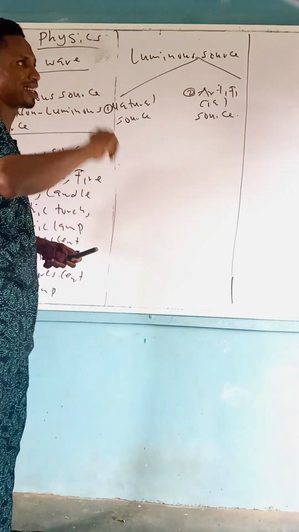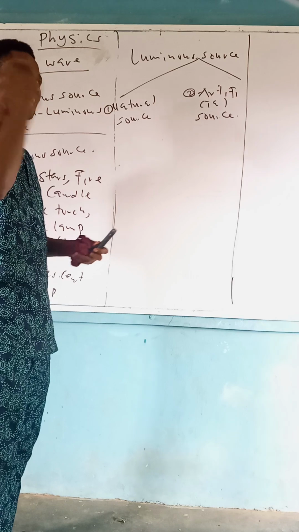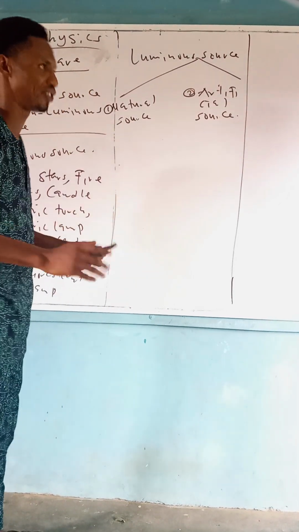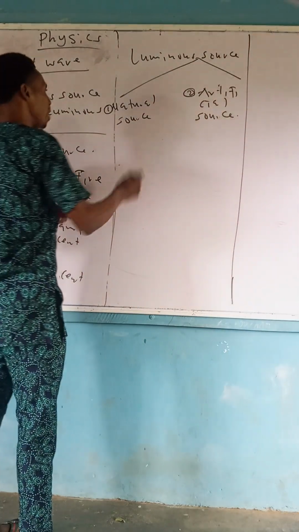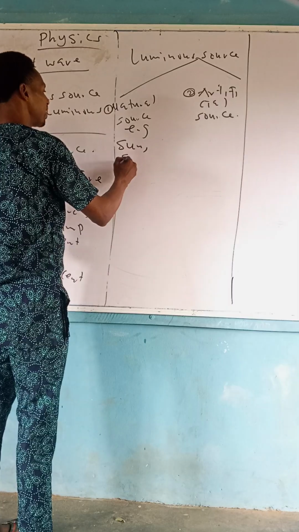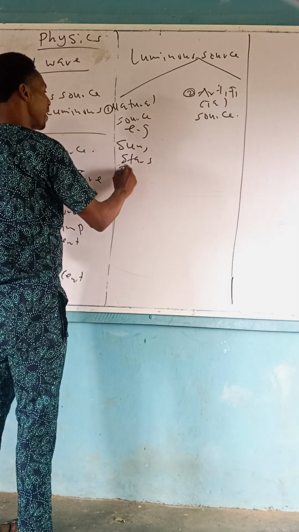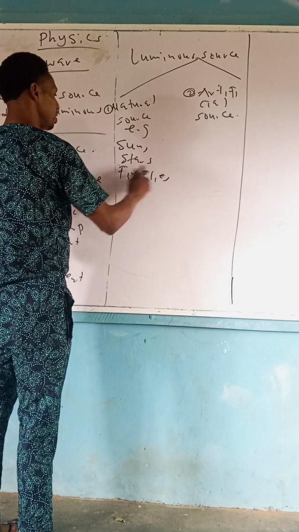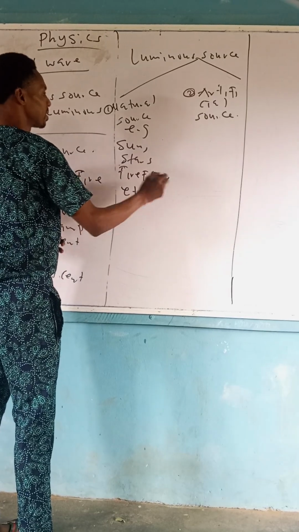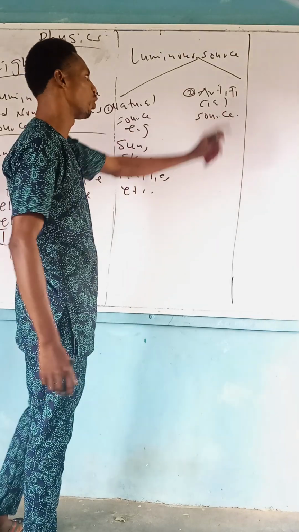Those objects or sources that generate light on their own without any external means are known as natural sources. Now, what are examples of natural source? Examples are the sun, the stars, fireflies, and the like.